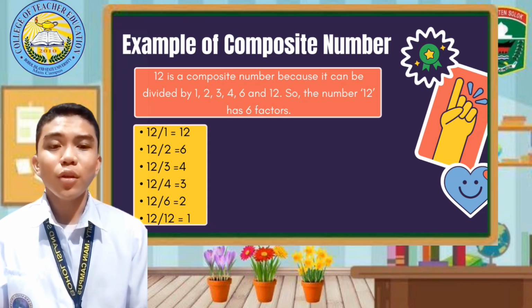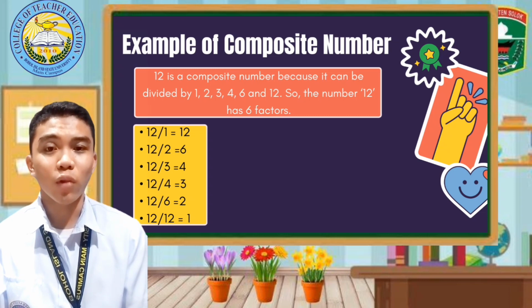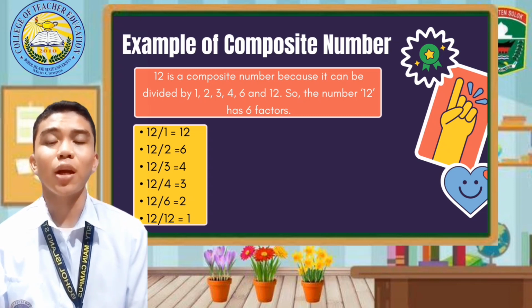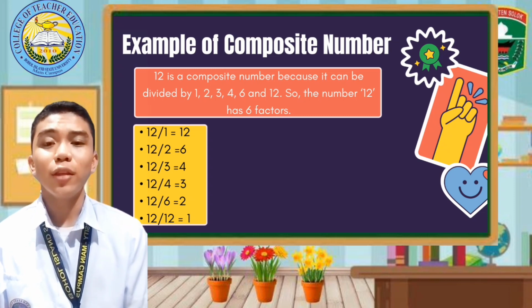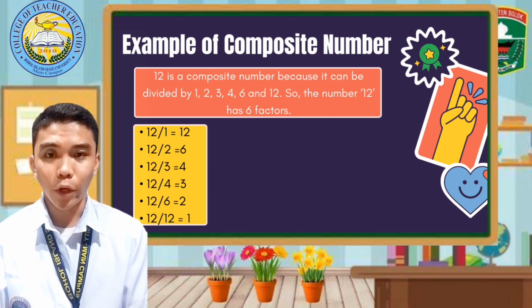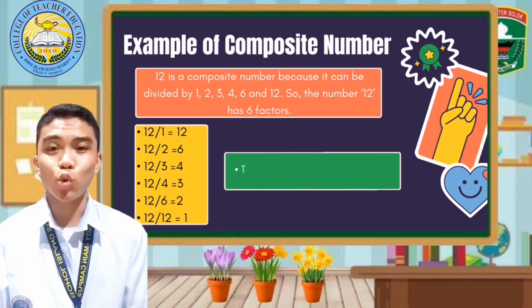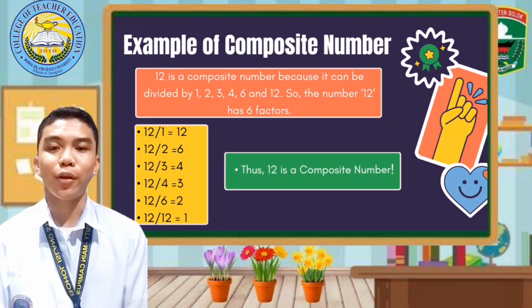So the factors of 12, which are 1, 2, 3, 4, 6, and 12, are the numbers that can divide 12 and give a result that is a whole number, not in decimal or fractional form, but rather a whole number. So, 12 is a composite number.